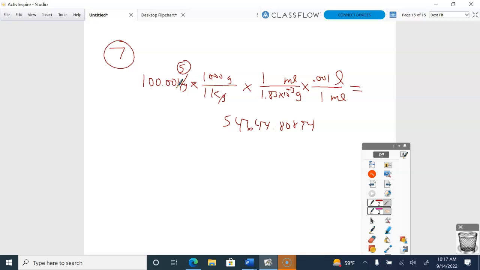This one looks like a measurement, doesn't it? 1.83 times 10 to the third. It's that many grams per milliliter. That's a measurement, right? And it's not perfectly exact, which means this limits us. This is only good to 3.